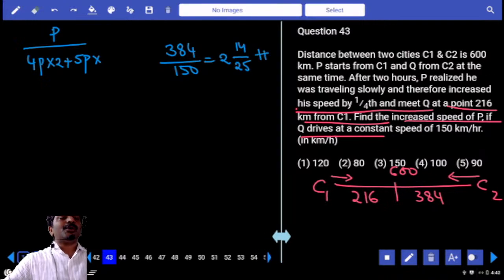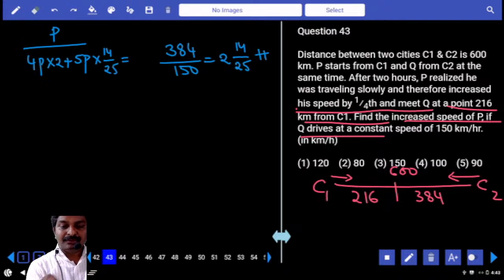Time taken by Q to reach the meeting point is 64 by 25. Even P will take the same time. Already 2 hours of time is spent. With the increased speed of 5 parts, he is going to cover for 14 by 25th hour. And this is the distance covered by him, which is equal to 216.